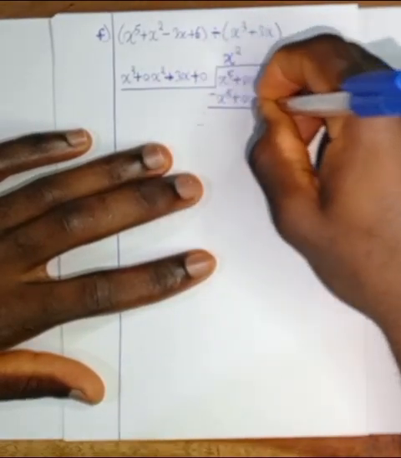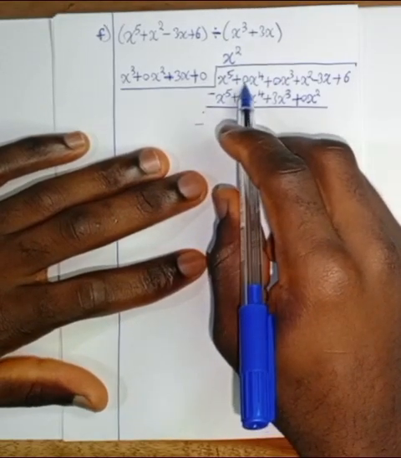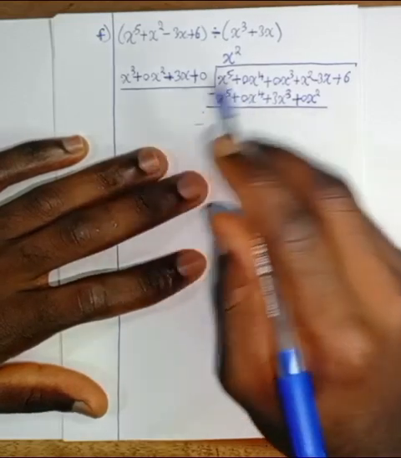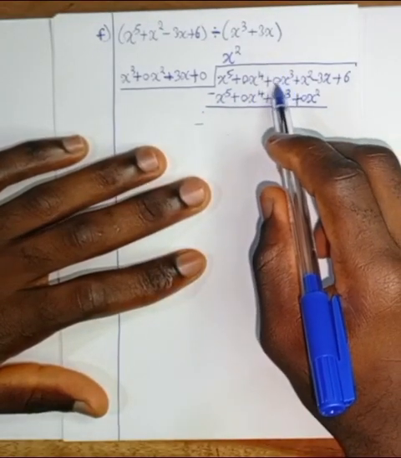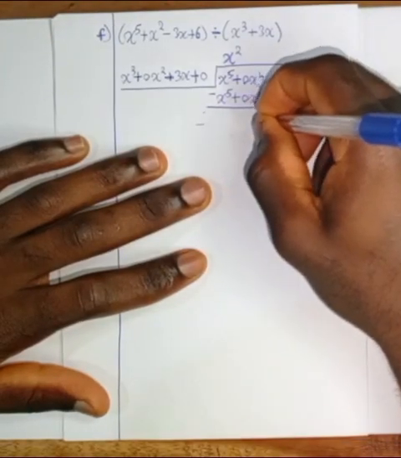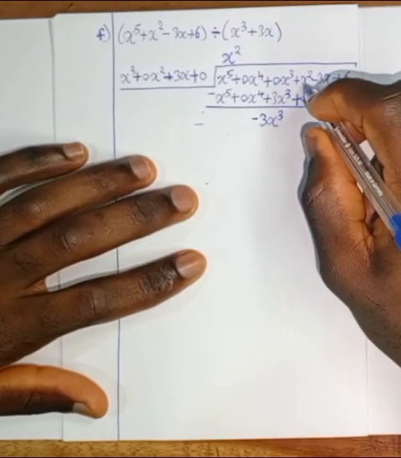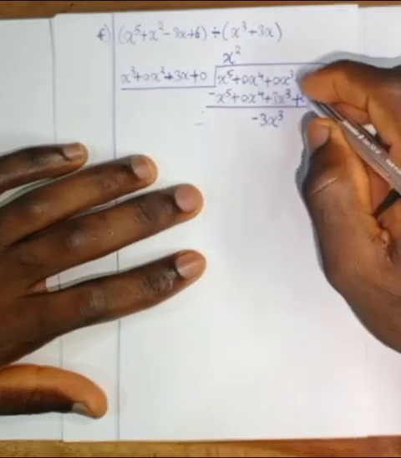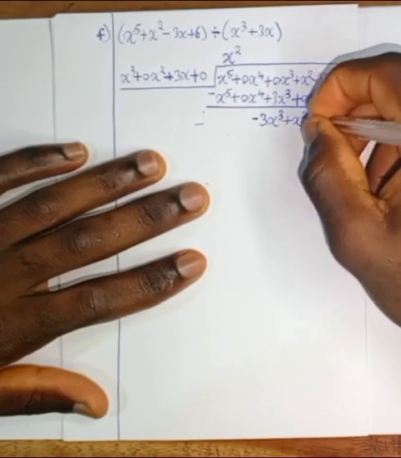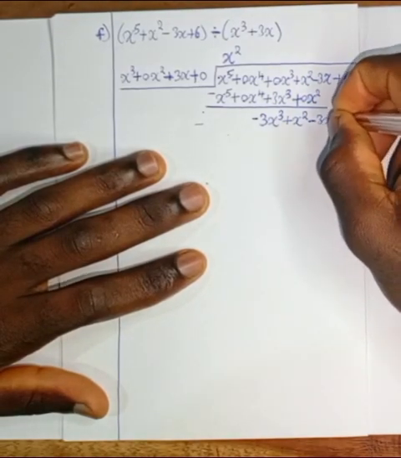Then we subtract. X to the power 5 minus x to the power 5 gives 0. 0x to the power 4 minus 0x to the power 4 gives 0. We go to the term in x cubed. 0x cubed minus 3x cubed gives us negative 3x cubed. Next, we go to terms in x squared. X squared minus 0x squared gives us plus x squared. Here we bring down negative 3x, bring down 6.